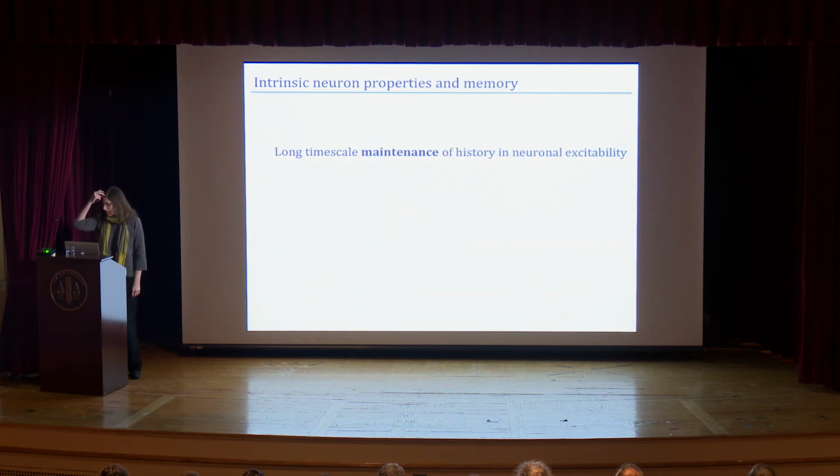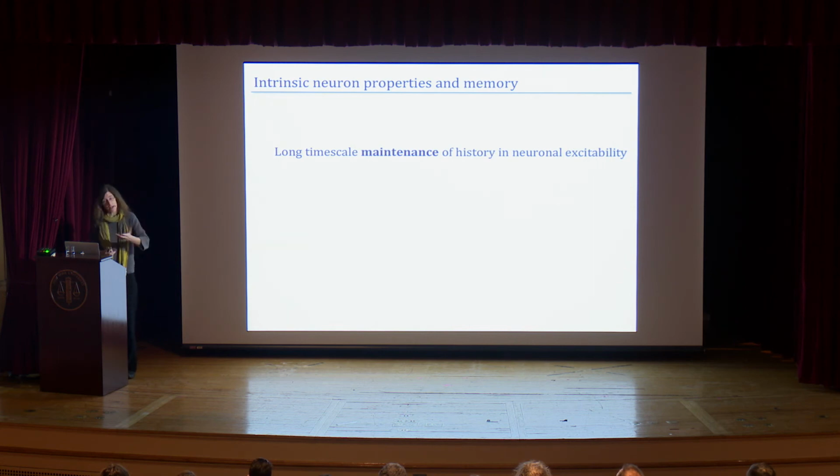And so more generally, I think there's an issue that we don't talk about much, which is that the intrinsic properties and the properties of small circuits allow us ways to maintain information about stimulus history in neural excitability, right? So we see here, at least over the timescales of seconds, that there's long timescale maintenance of history in neuronal excitability. Very nice review recently by Nicolas Brunel and collaborators to point out that neural excitability is a mechanism for memory that we often neglect.